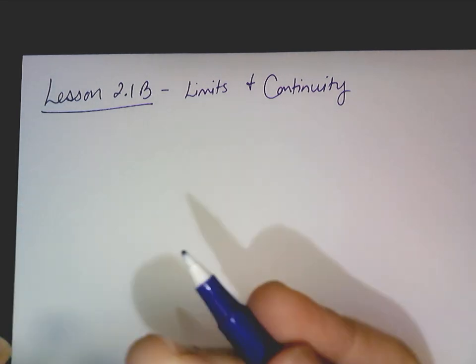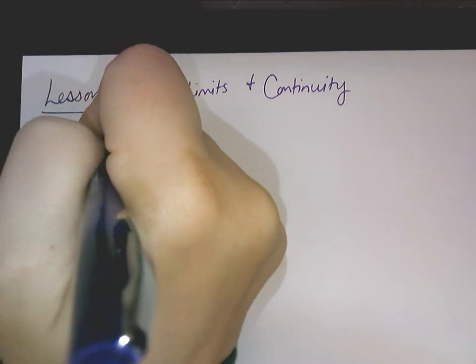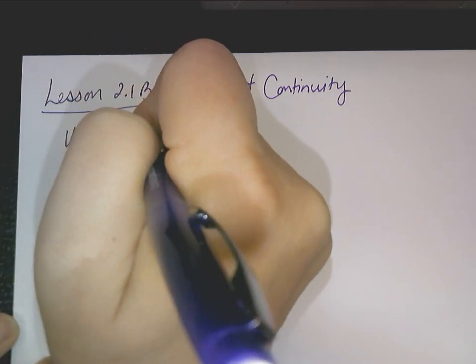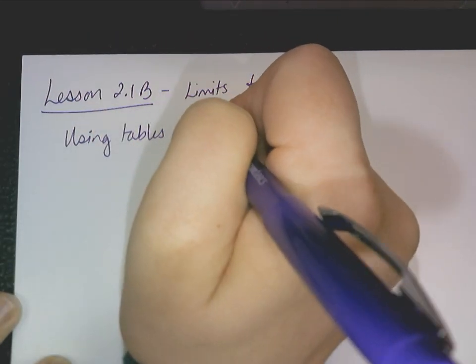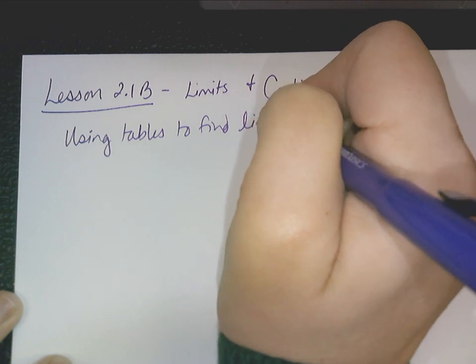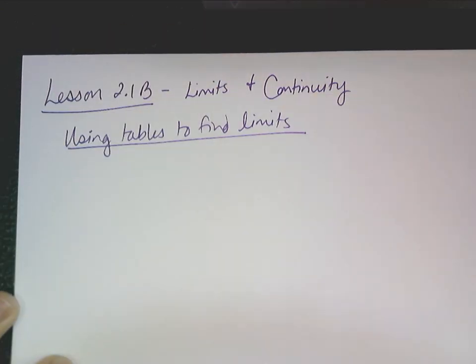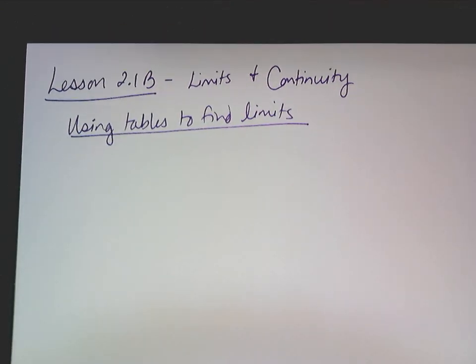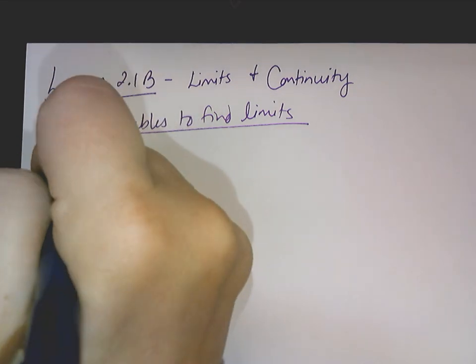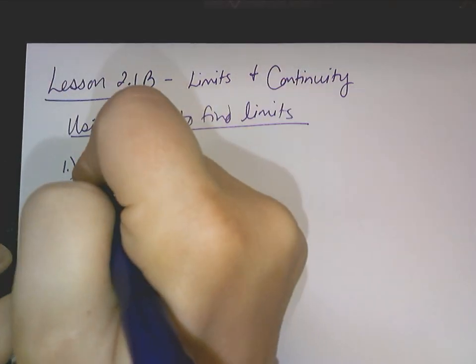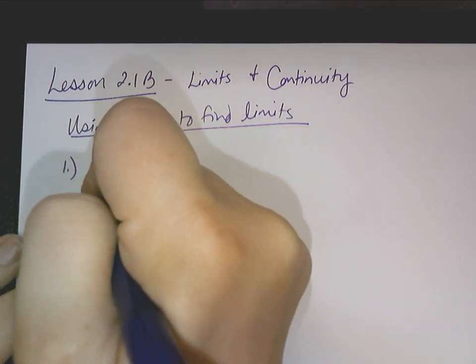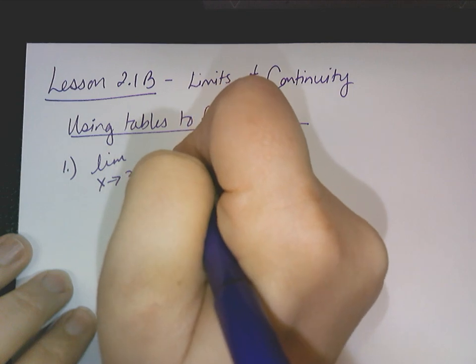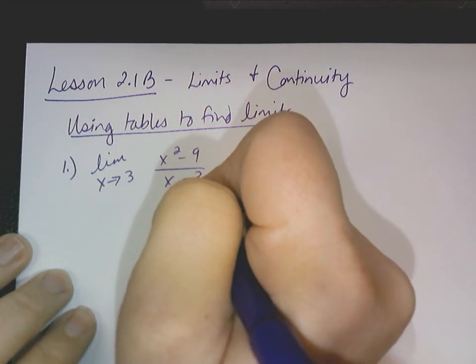But today we're just going to do tables, because using tables to find limits is very helpful if you come to a point where you don't know how to find the limit of something. You can use the tables in your graph to find limits. And actually some of the questions they'll give you in calculus will be using tables. So, for example, I only got 4 problems to do here. The limit as x approaches 3 of x squared minus 9 over x minus 3.